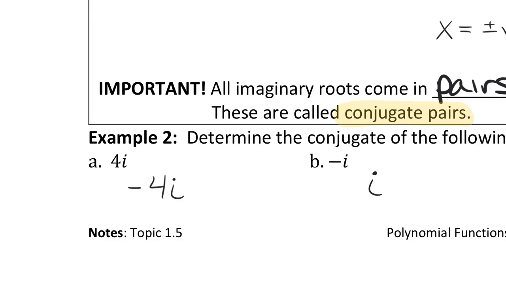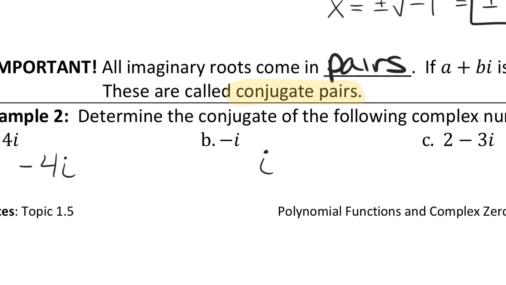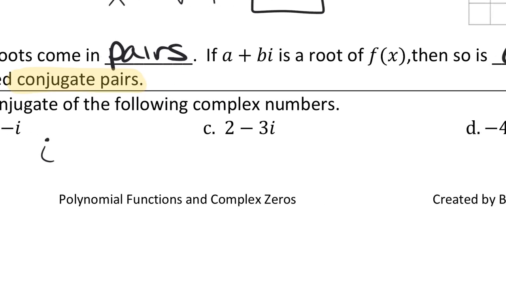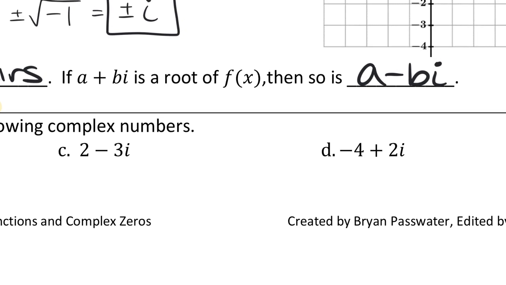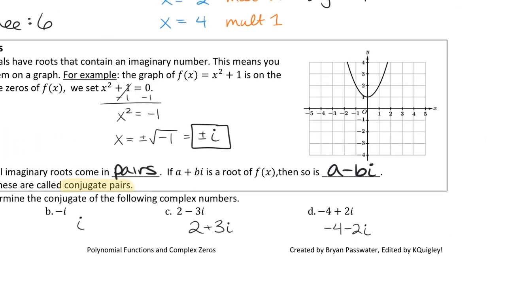Now here's where it gets complicated. Not really. Don't make it complicated. We're changing the sign of the imaginary part. If I give you the complex number 2 minus 3i, you're only changing the sign of the imaginary part. So what would be the complex conjugate? 2 plus 3i. Very good. Now what about that last one? If I give you negative 4 plus 2i? Minus 2i, yes. You're just changing the sign of the imaginary part to see that there's a complex conjugate.